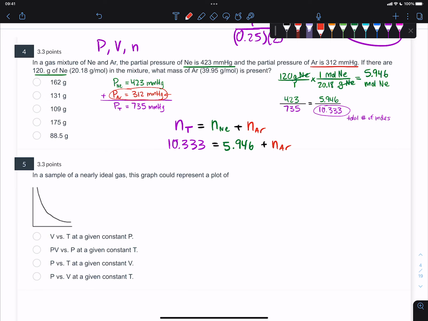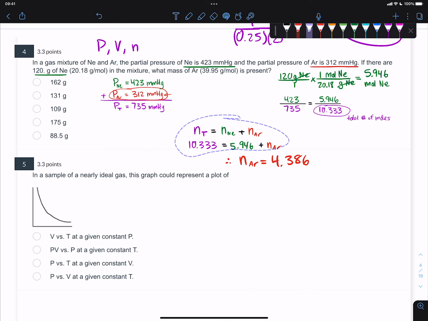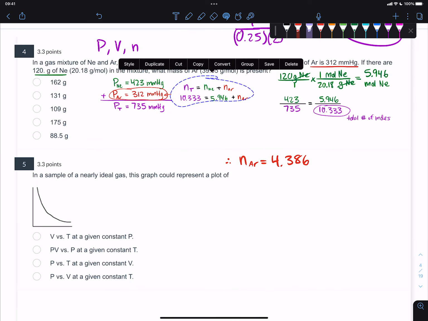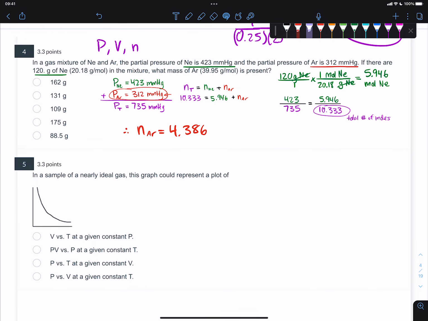So doing some basic subtraction, we're going to have 10.333 subtract away this other number, and I'm keeping the more precise digits in the calculator, and we have this information. The moles of argon, therefore, are going to be equal to 4.386, and as you can probably guess, we need to turn those moles of argon into grams of argon. So to do that, I'm just going to do a molar conversion.